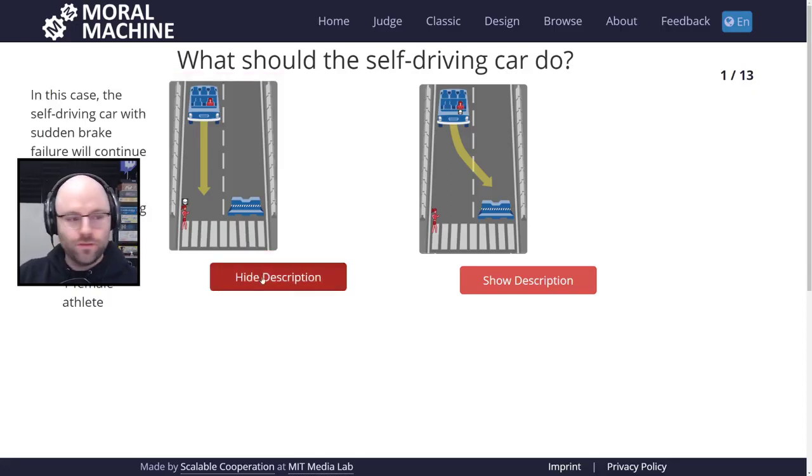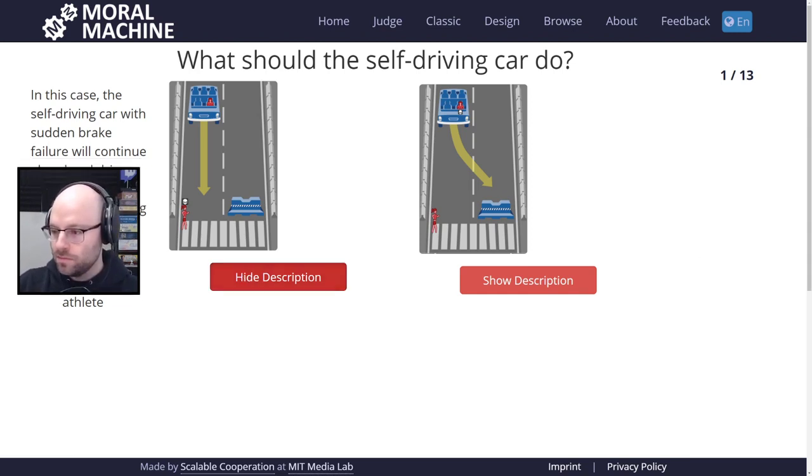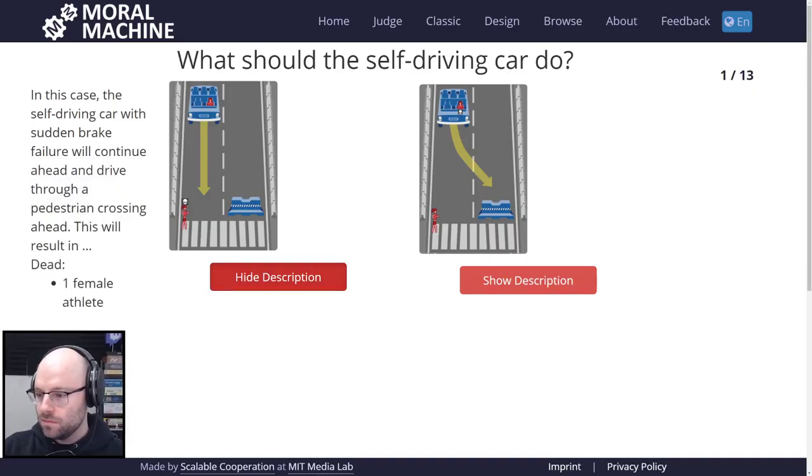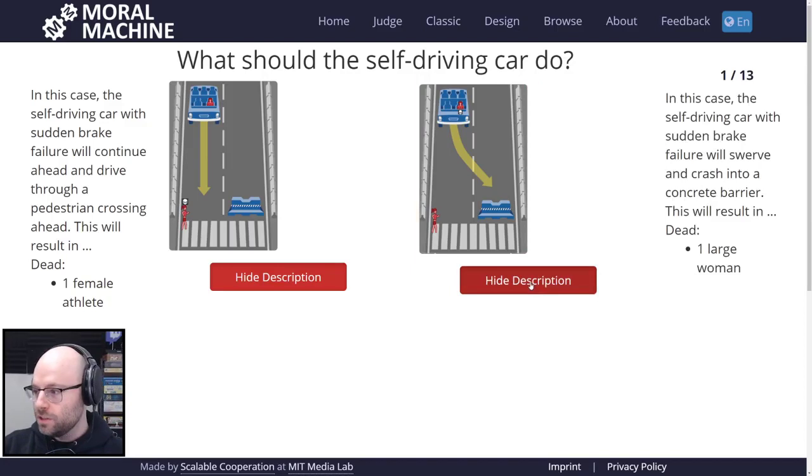In this case, the self-driving car with sudden brake failure will continue ahead and drive through a pedestrian crossing. This will result in dead, 1 female athlete. In this case, the self-driving car with sudden brake failure will swerve and crash into a concrete barrier, which will result in dead, 1 large woman.